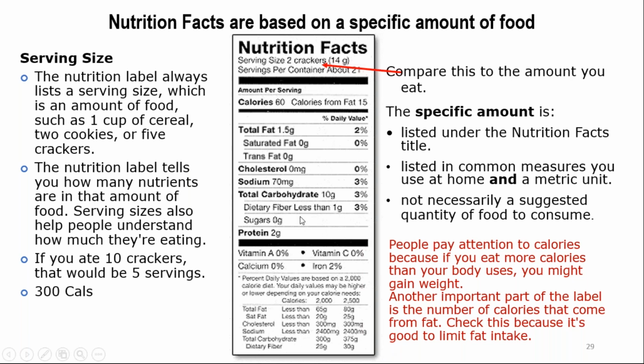Another important part of the label is to look for the calories that come from fat. The labels also will tell you how many calories come from the fat. So if you look over here, it says total fat, which is 1.5 grams. So 1.5 into 9 will actually give you 15 calories. So from the fat, you're getting 15 calories. So you can also limit your fat intake by looking at the nutritional facts.